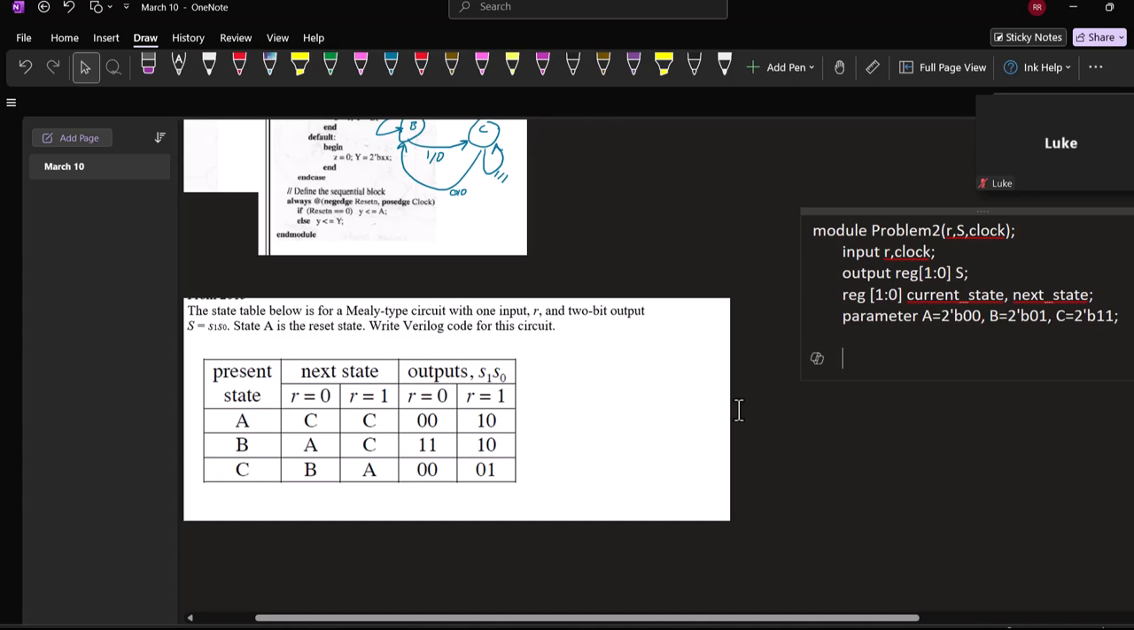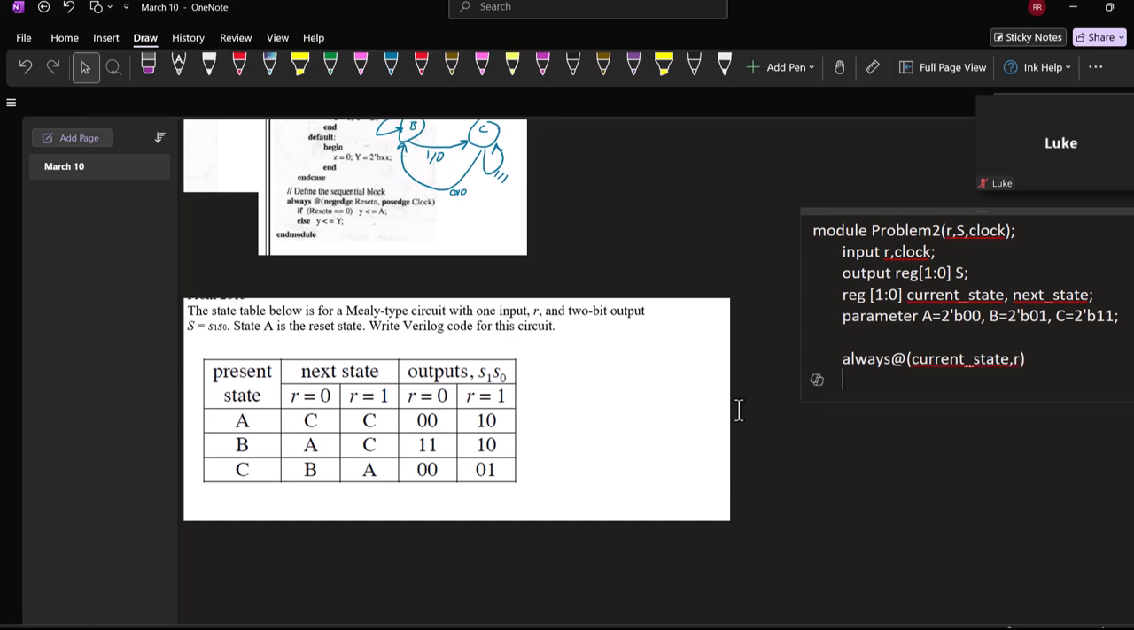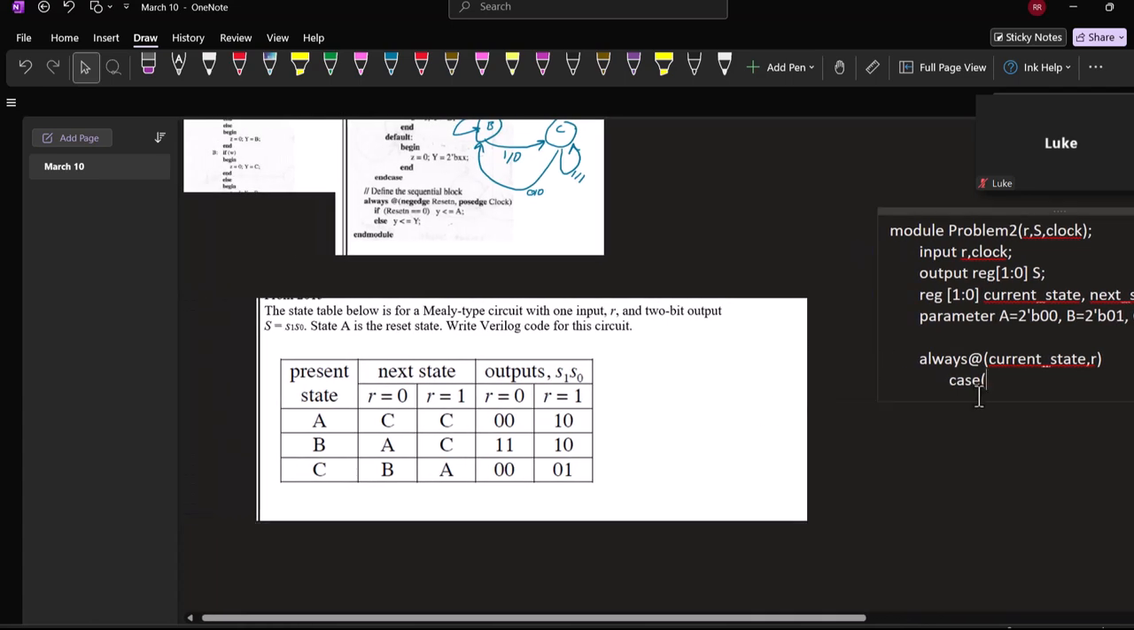All right, now I'm going to have two always blocks. This first one will be always at current state and my input, which is R. Sometimes you'll need a begin and end. We're not going to need it because all we're going to have is a single case statement. And our case is going to be based on our current state.